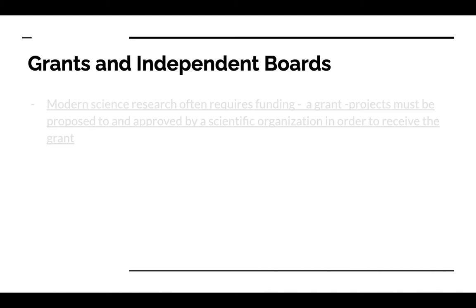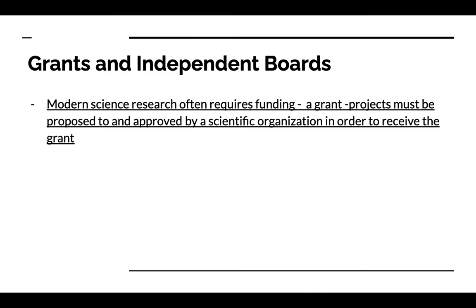All right, so we have what are called grants and independent boards. So you may have heard the word grant before. To grant a person money is to reward them money, or to grant a person a gift is to reward them a gift. So in modern science, research requires funding, the same way that any endeavor you want to carry out in modern society requires money most of the time. So modern science research often requires funding, what we call a grant.